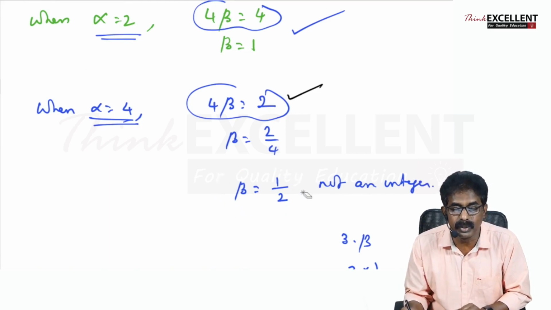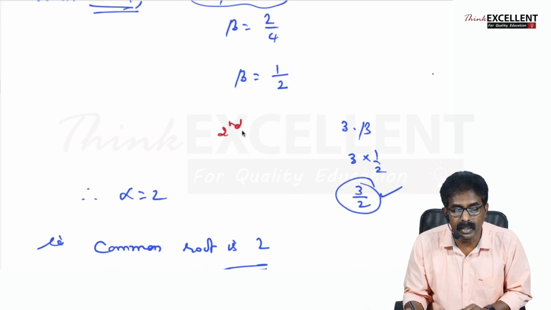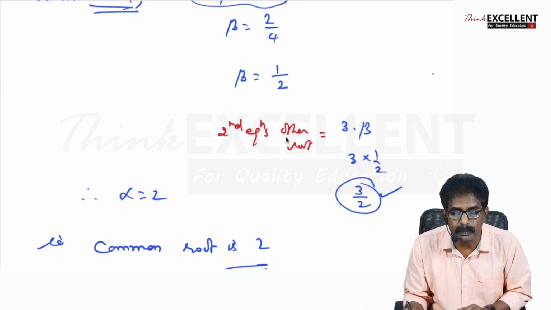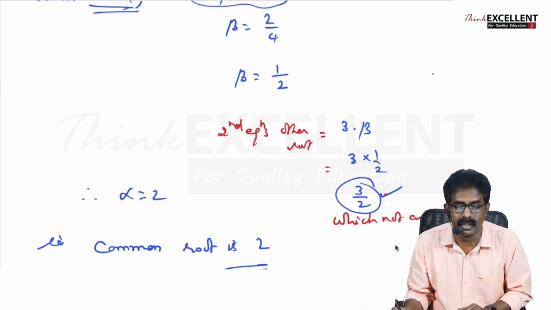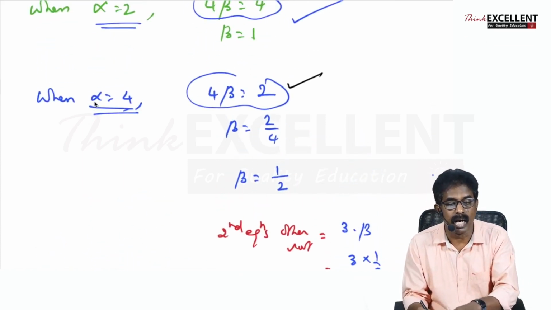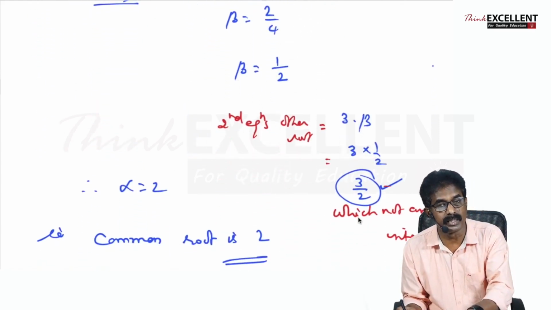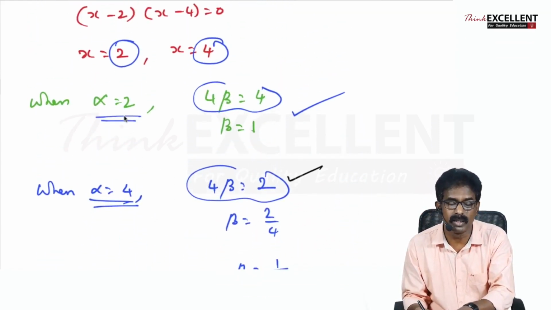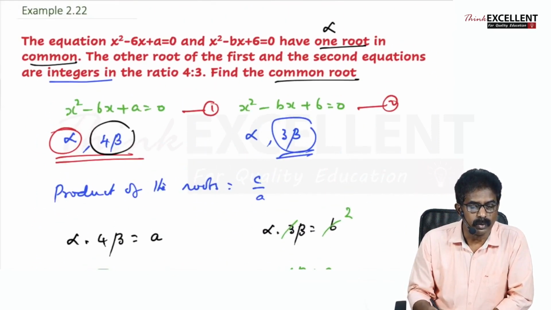But if you substitute in the second one, the second equation's other root is 3 beta. That beta value if you substitute, you are getting 3 by 2, which is not an integer. That is the reason you cannot take alpha equal to 4. If you take alpha equal to 4, one of the roots you are getting is not an integer. So alpha must be 2 only. Hope you understood this. Now let's move on to the next question.